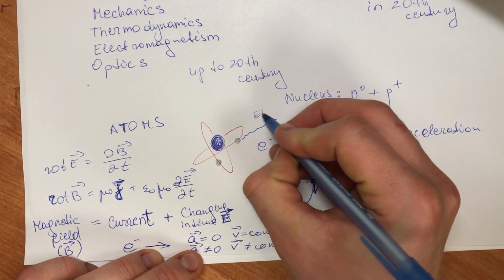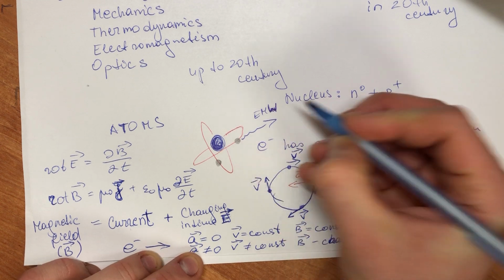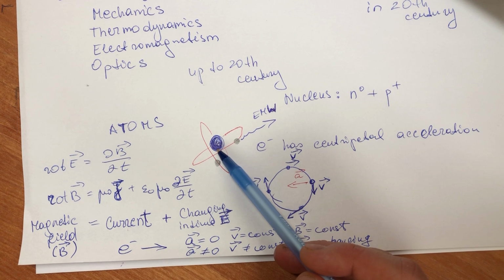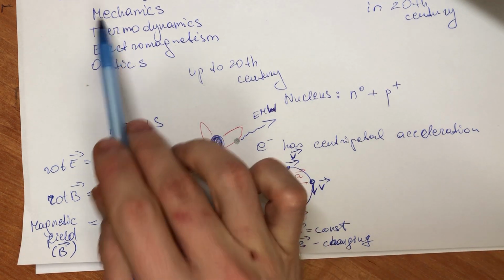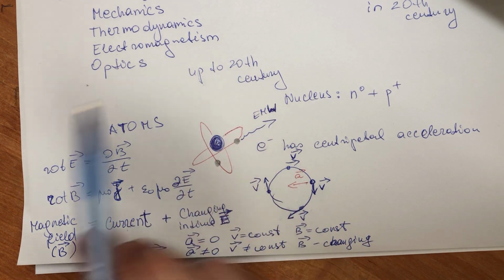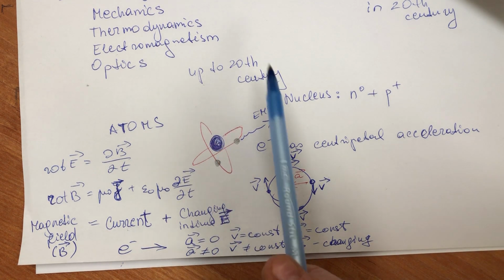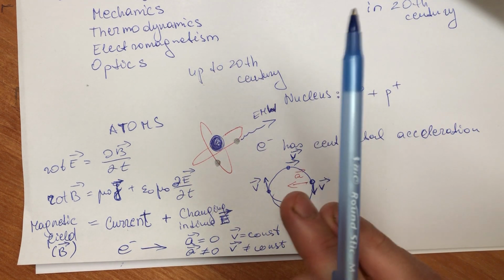So if it produces an electromagnetic wave, then it will radiate all its energy and fall down onto the nucleus. This would happen on a very rapid time scale, so the existence of atoms would be impossible based on classical physics. This doesn't mean that classical physics doesn't work. It means that it has a limited range of application.